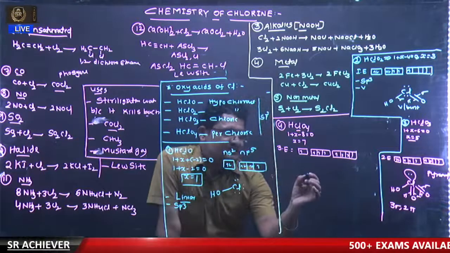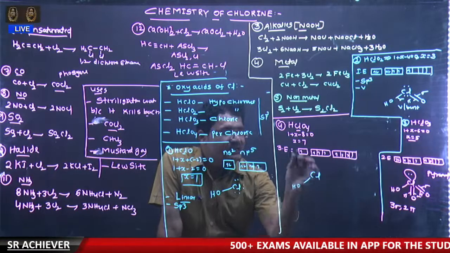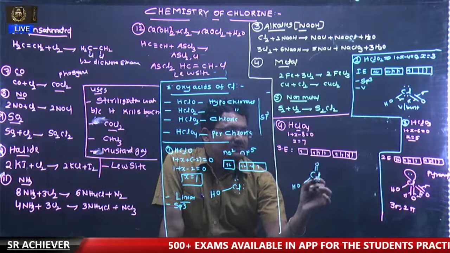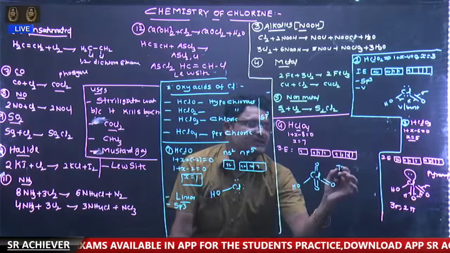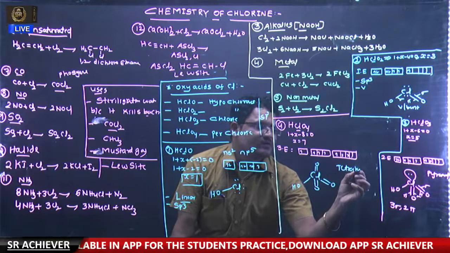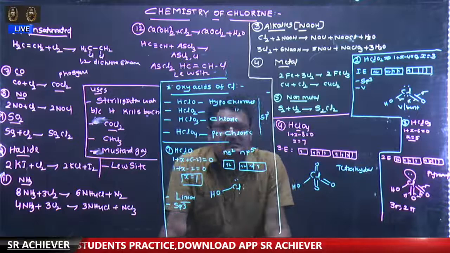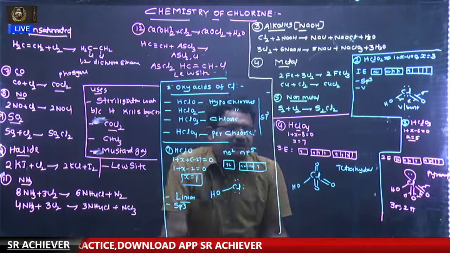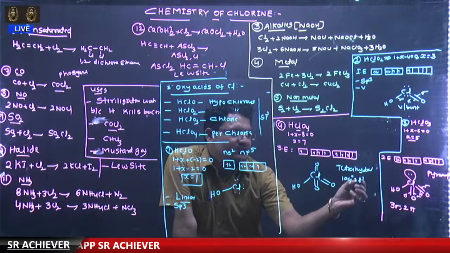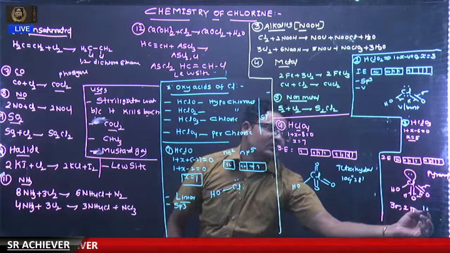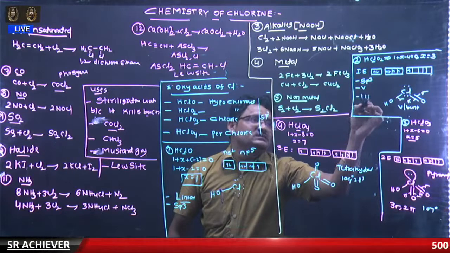Its structure is like this: chlorine is central. It contains 1 OH, and a first, second and third double bond. So the shape of the molecule is tetrahedral. As already discussed, if it is tetrahedral, the bond angle is 109 degrees 28 minutes.